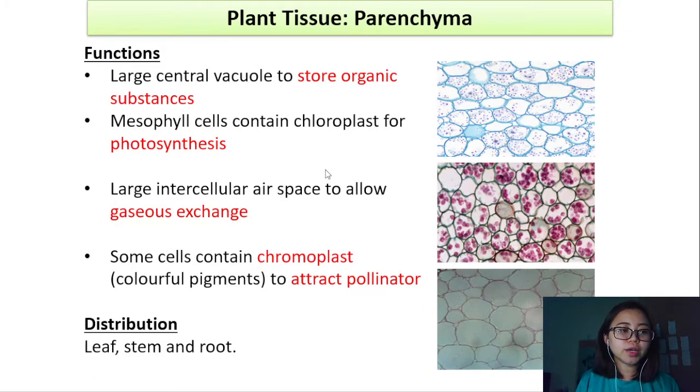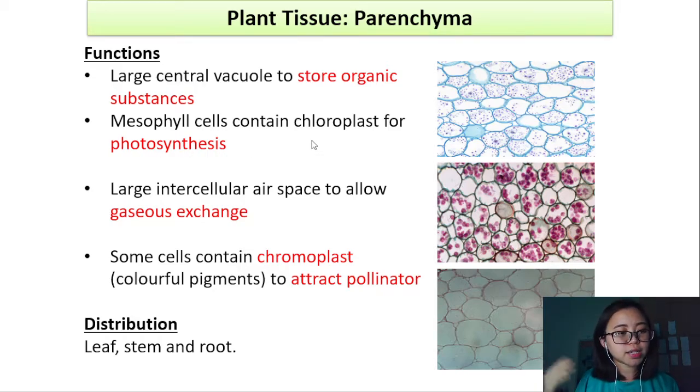Okay, we are continuing. What is the function of parenchyma? Apa guna parenchyma yang nampak lembut-lembut, comel-comel ini? Fungsi dia adalah, they have large central vacuole to store organic substances, untuk simpan bahan-bahan organik. They have mesophyll cells that contain chloroplast for photosynthesis.